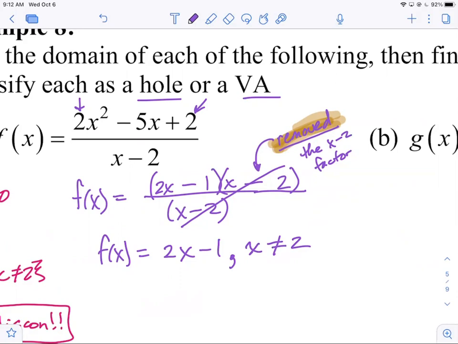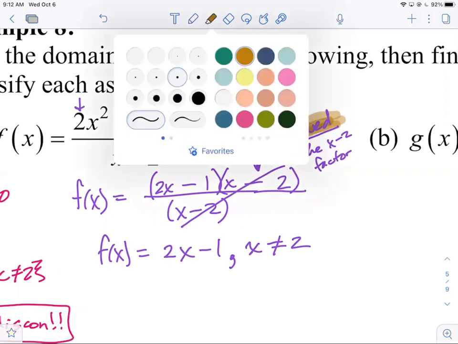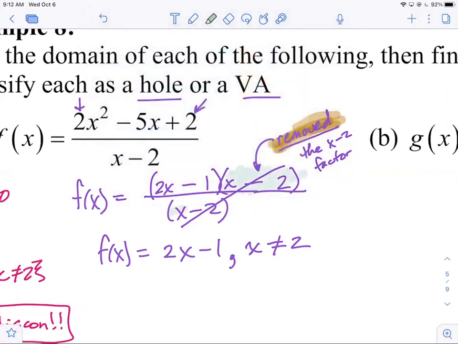Now, I'm going to quickly show you the other way to determine if it's a hole or not, okay? Because there's an x minus 2 factor in the top and the bottom, if you were to plug a 2 in to f of x, in the top, looking at the factored version, you're going to get 3 times 2 minus 2, which is 0. 2 times 2 is 4, 4 minus 1 is 3. What's 3 times 0? 0. You're going to get a 0 in the top, and of course a 0 in the bottom. Because that factor is in the top and the bottom, when you plug a 2 in to the original function, you're going to get a 0 in the top and a 0 in the bottom.